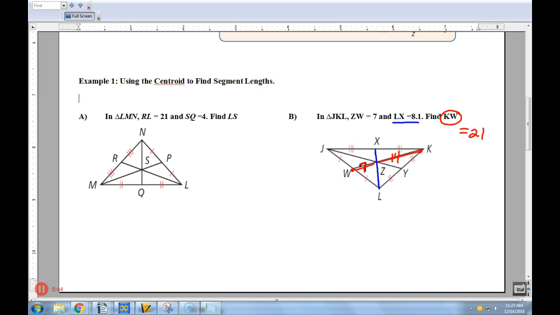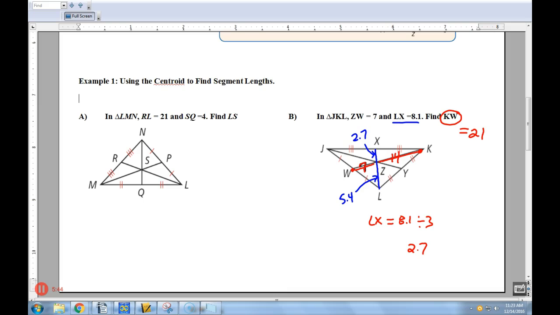They told me that the total distance from L to X was 8.1. If I divide that by 3, 3 goes in there 2.7. So I actually could find out the blue distances there. The small one is 2.7 and the large one is double that. It's 5.4.